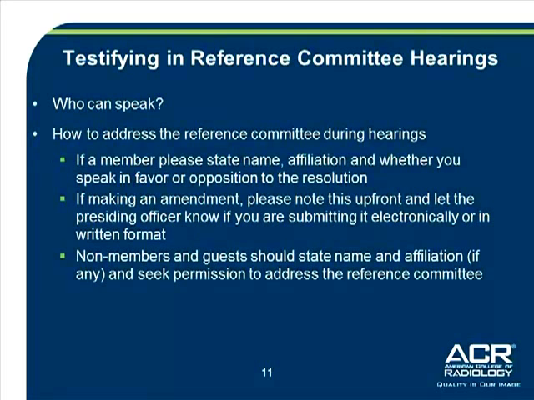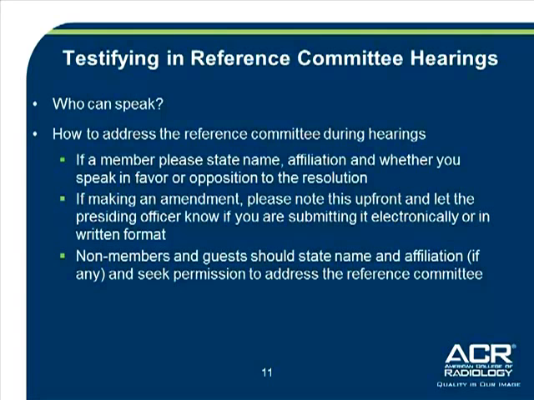Who may speak? Any member of the college may speak during the open reference committee hearing. Guests and non-members may speak if recognized by the presiding officer. Only councilors may speak during the consideration of reference committee reports unless recognized by the presiding officer. How to address the reference committee? During the open reference committee hearing, any member may approach the microphone and wait to be recognized.